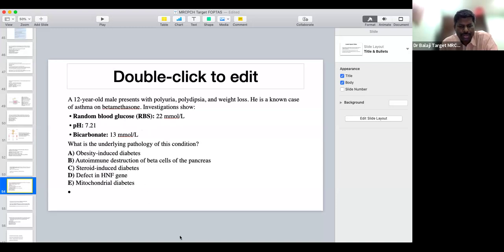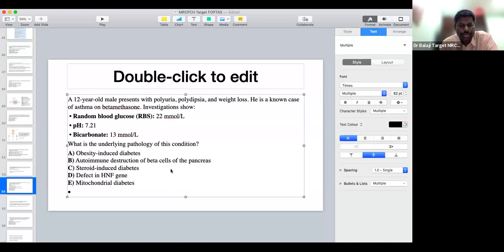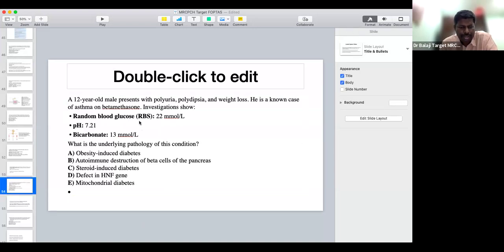Now, what is the cause for the diabetic ketoacidosis? We should understand that steroids can increase the sugar level, but it's unlikely that they will cause diabetic ketoacidosis. Usually, whenever a child, even if on steroid, presents with diabetic ketoacidosis, you should assume that it is because of type 1 autoimmune destruction. So here the answer is autoimmune destruction of the beta cells of the pancreas.